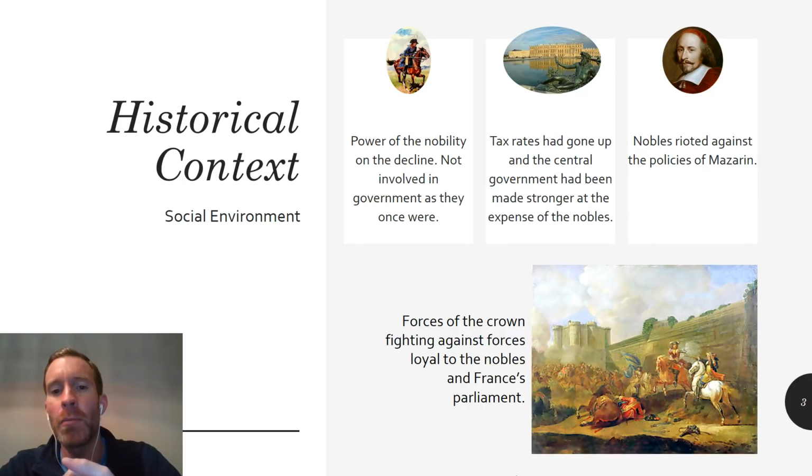And you see that picture down below. There were even skirmishes and fights and battles between supporters of the nobles and supporters of the crown. So socially, the nobles are really seeing the writing on the wall that their power is potentially really under threat here.